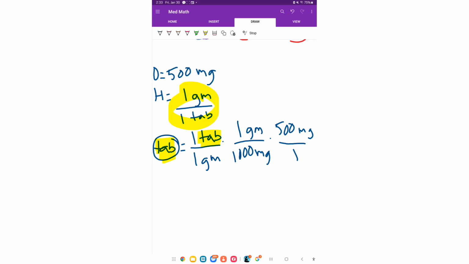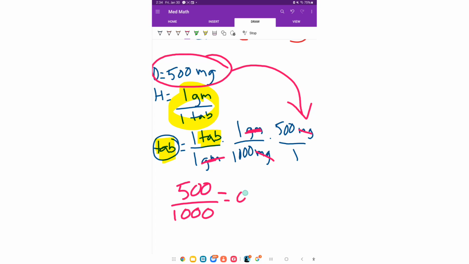These are so important to actually sit down and just rewrite them because they come up all the time. So 1 gram over 1,000 milligrams. I'm using this in order to cancel out the grams. 1 gram is equivalent to 1,000 milligrams. I'm using the milligrams because this is what we have ordered here. And I needed to cross cancel. So boom. Now we're left with 500 over 1,000, and that equals 0.5 tablets. And we can leave it like this, because remember, tablets are either answered in halves or wholes.